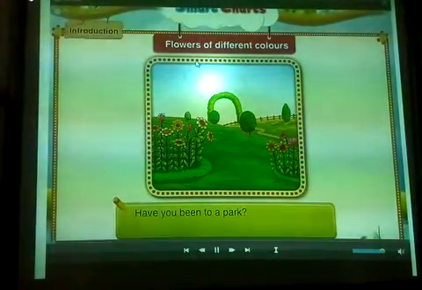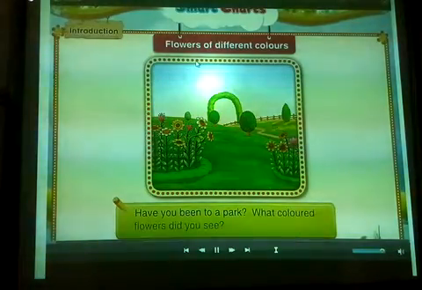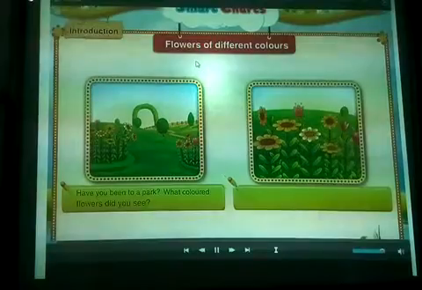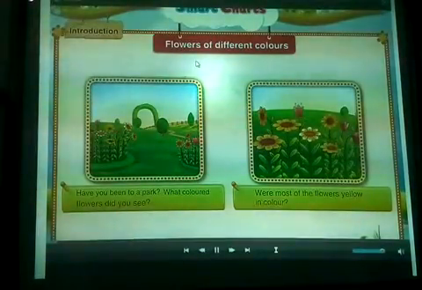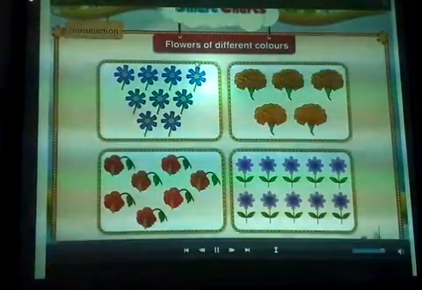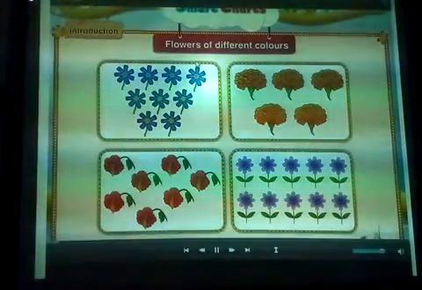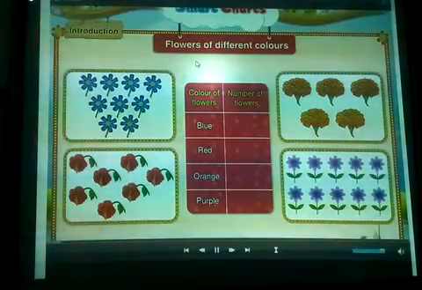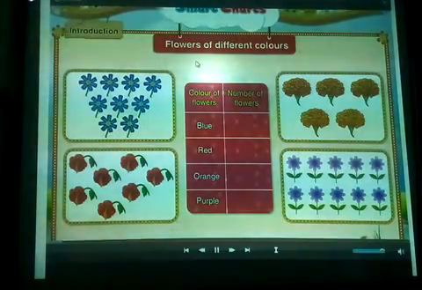Have you been to a park? What colored flowers did you see? Were most of the flowers yellow in color? Look at the different flowers in the picture and complete the table. In the first column of the table, the color of the flowers is given. And in the second column, we have to write the number of the flowers.